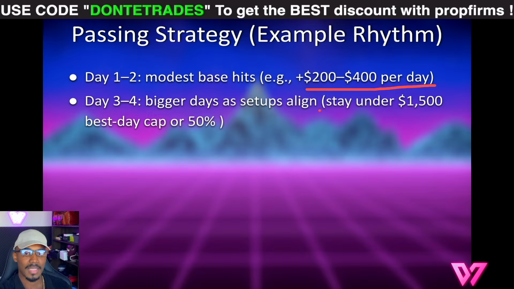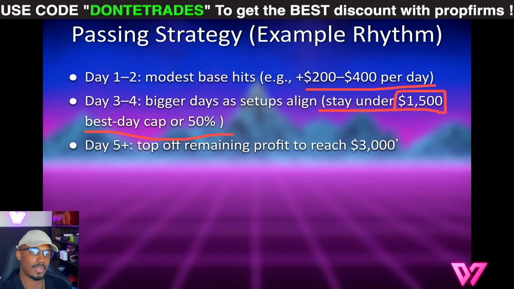So if the setups align, again, you want to stay under $1,500, but as you've built that buffer up, you can swing a little bit more for that $1,500 or those bigger trades in those 3 to 4 days once you've built a bigger buffer up. And then day 5 and beyond, you just want to top off the remaining profit to reach 3,000.